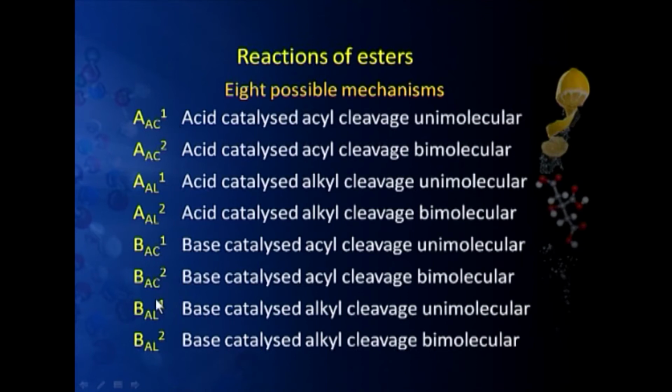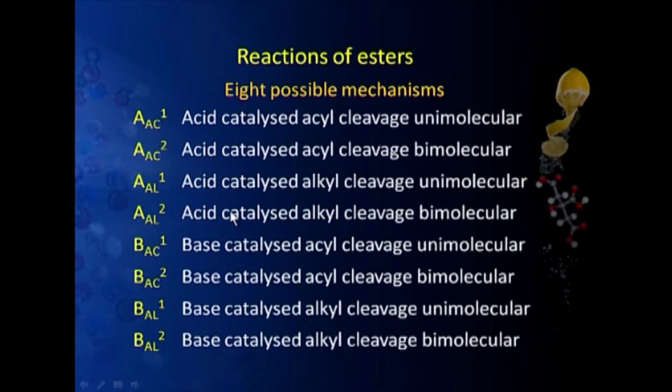They have been symbolized like this. I will explain it. Say capital A, then AC written as subscript and then 1. This capital A indicates acid catalyzed. Then AC indicates acyl oxygen cleavage, generally called acyl cleavage, and then 1 represents the molecularity of the reaction, unimolecular. So if a reaction is acid catalyzed, involving the acyl oxygen cleavage and following unimolecular kinetics, it will be symbolized as AAC1. Similarly, if it is bimolecular, AAC2. If the reaction is acid catalyzed, involving alkyl cleavage and unimolecular, it will be symbolized as AAL1, and if it is bimolecular, then AAL2.